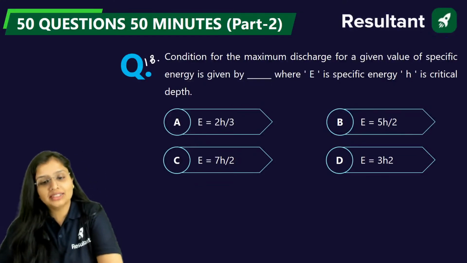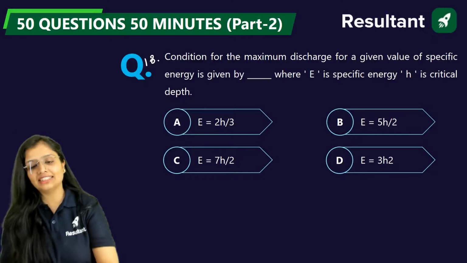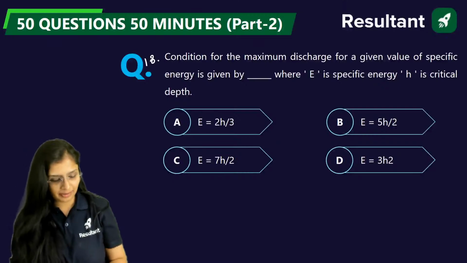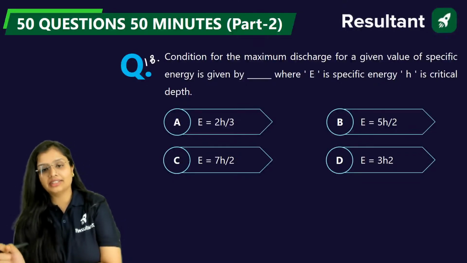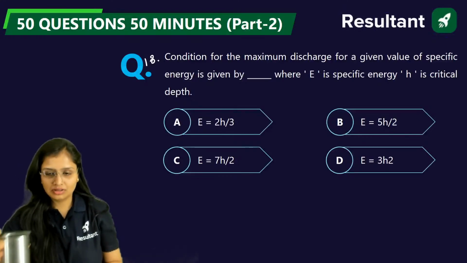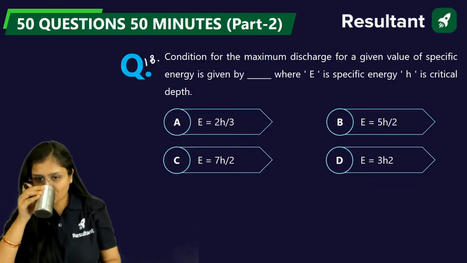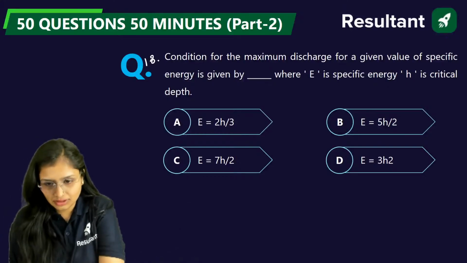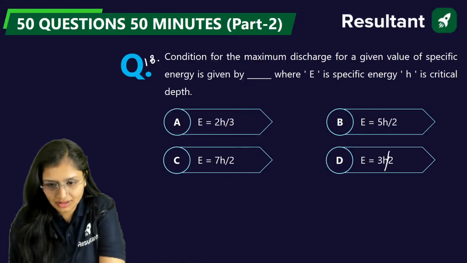So what is the condition? Generally we write YC as the critical depth. Instead of YC, here they have mentioned H as the critical depth. What will be the answer, guys? Quick. This should be here. A division should be there.